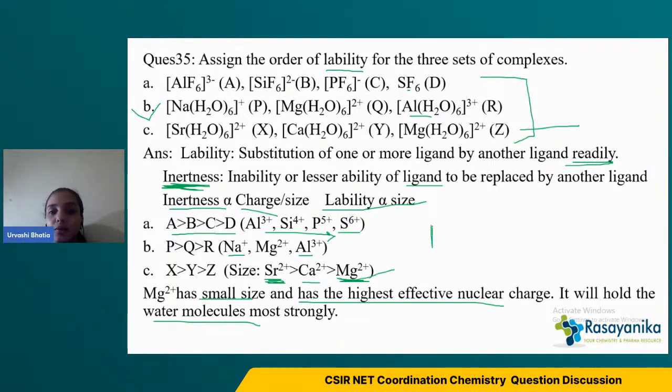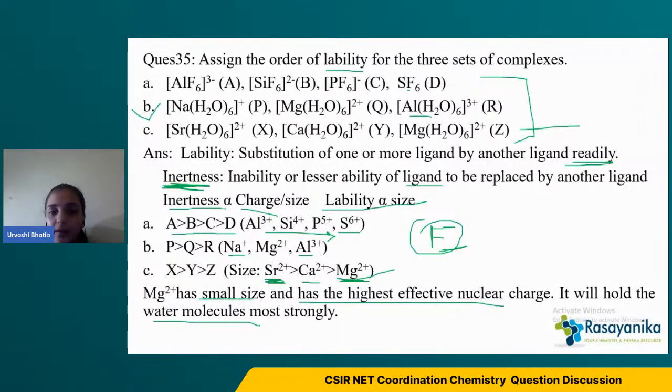Like if we talk about the halide ions, we say that fluorine has a small size, high electronegativity. Yeah, we say it in organic, or not specifically in organic, here also. So yeah. Anyway, strontium, calcium, and magnesium.